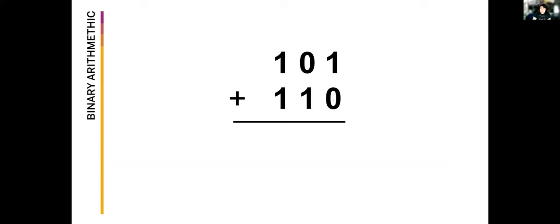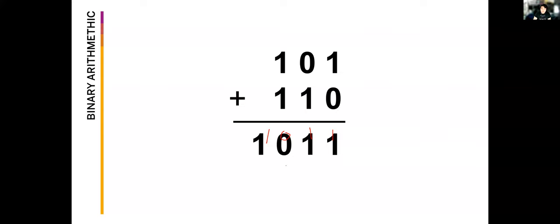So 1 plus 0 is 1. Then we move to the next: 0 plus 1 is 1. And then we have 1 plus 1, which is 2. But since we are in the binary world, how is 2 represented here? Anyone? Is it just 0? Zero, one? So we have two answers now, 0 and 01. Francis, you're close. Yes, 10. Thank you, Jenny. So we have 10 as two. So we simply put 10.